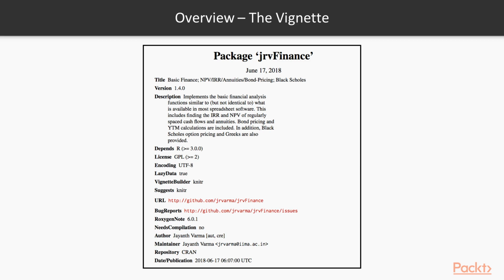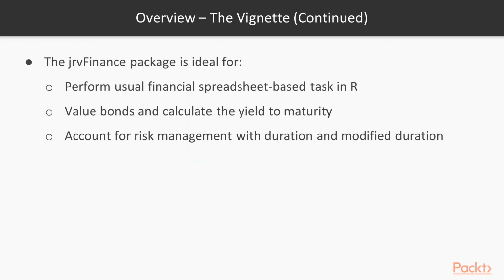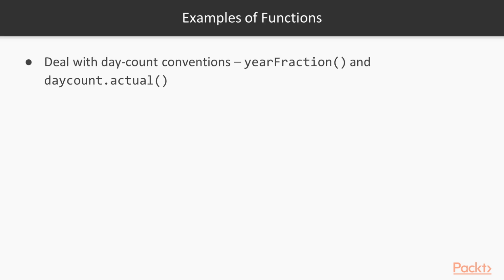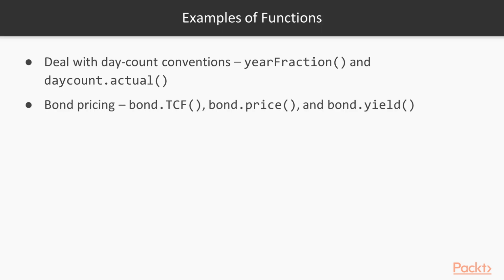Here is the overview or the vignette of the package Jrv Finance. There are multiple useful functions within this package for bond pricing. As mentioned, this is used for financial spreadsheet-based tasks in R, valuing bonds, and risk management. Examples of useful functions are the day count conventions, year fraction and day count.actual, bond pricing, bond.tcf, bond.price, and bond.yield, as well as bond risk management, duration.